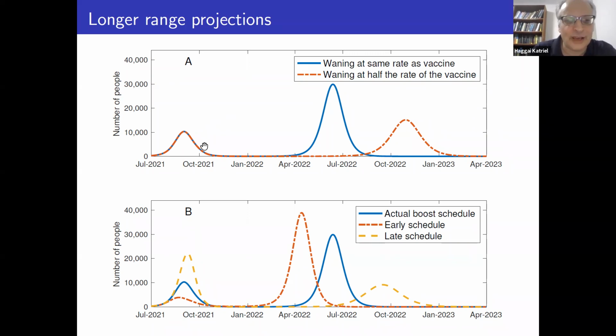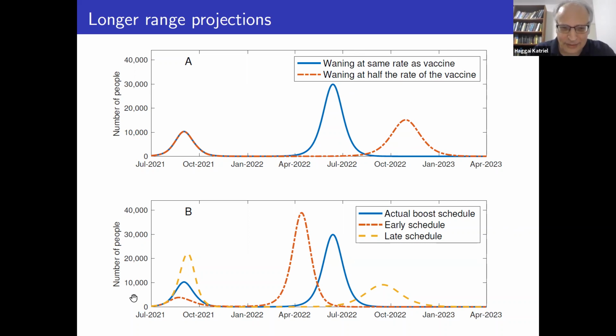So here are 2 scenarios. The blue one is where the waning is the same. If we assume the waning is at the same rate as the original vaccine, then we expect the next wave sometime in the spring, early summer. If it wanes at half the rate of the vaccine, then we expect the next wave sometime in the fall.